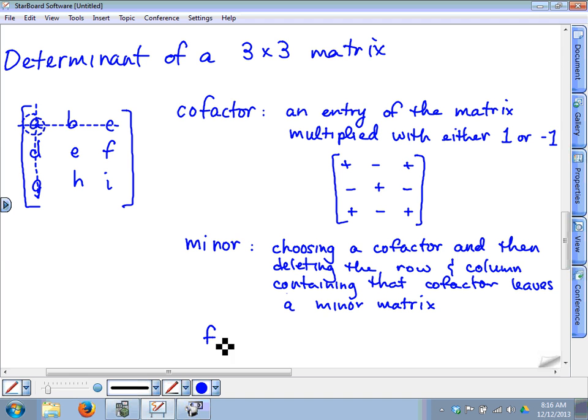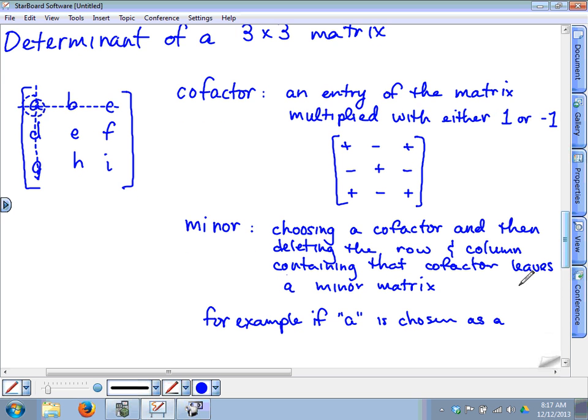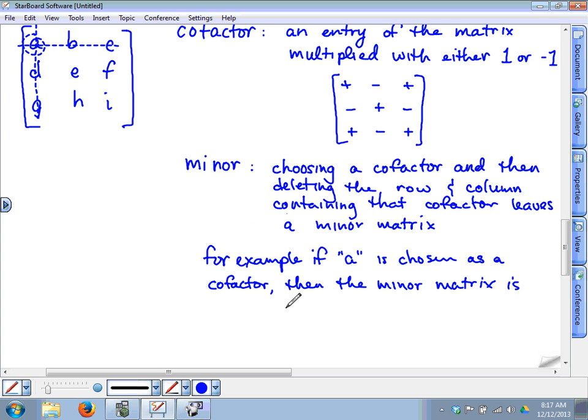So for example, if A is chosen as a cofactor, then the minor matrix is E, F, H, I.